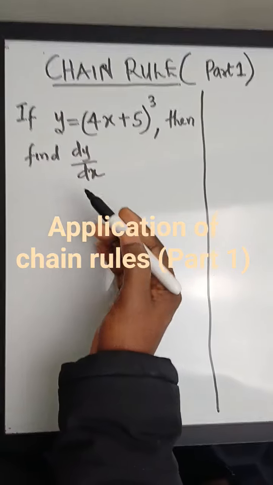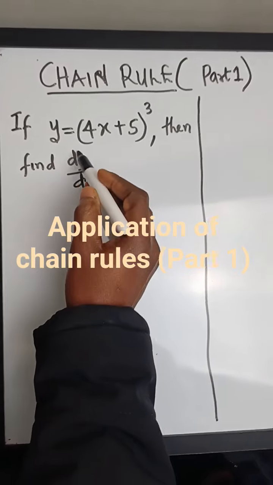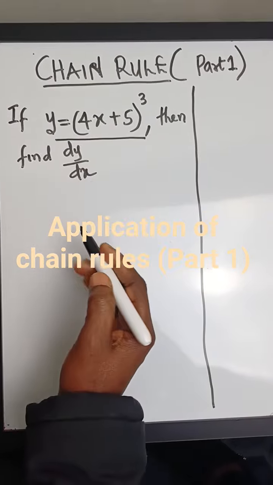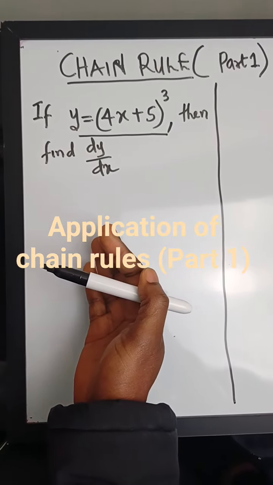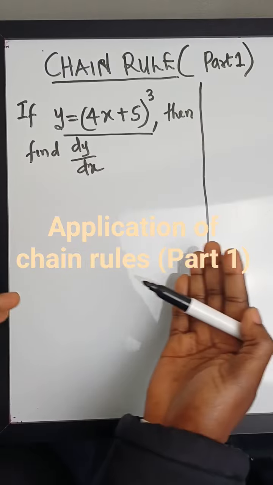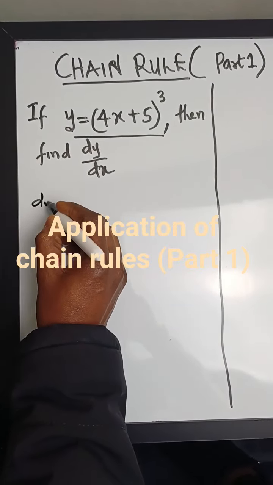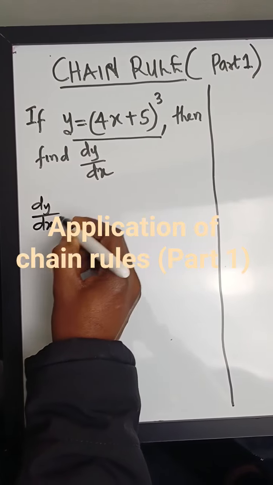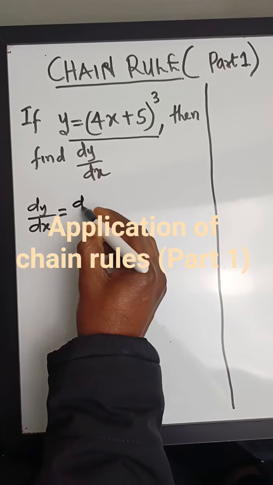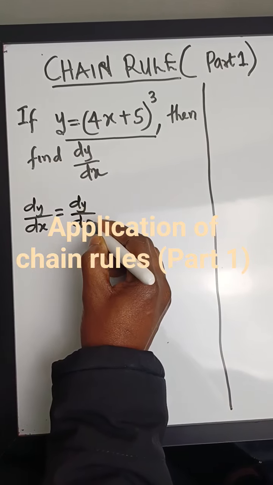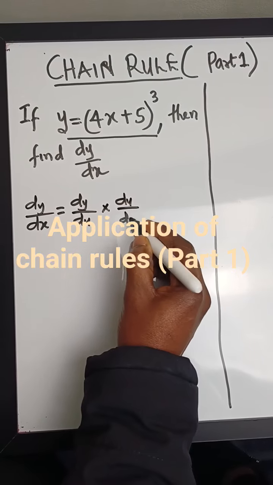Now we have y equal to (4x + 5) raised to power 3. If you look at this equation, it's a function of another function. So another name for chain rule, we call it function of a function. When you have a function of another function, the formula for dy/dx, which is chain rule, is dy/du multiplied by du/dx.